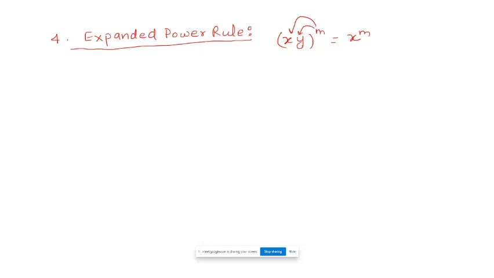Okay. Now we have one more. This one is multiply. What about if you have divide, x over y to the power m? Then what will happen? X to the power m divided by y to the power m. Understand? Let's have examples here.